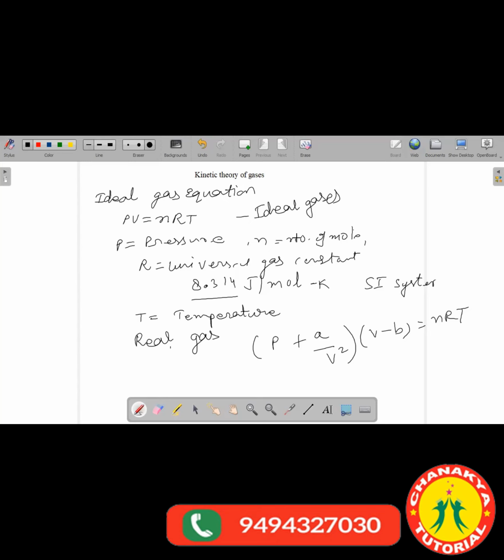We have to do only up to the ideal gases. Another thing we have to do is the relationship between temperature, kinetic energy, and pressure. So how do gases exert pressure? This we have to see. How do gases exert pressure?